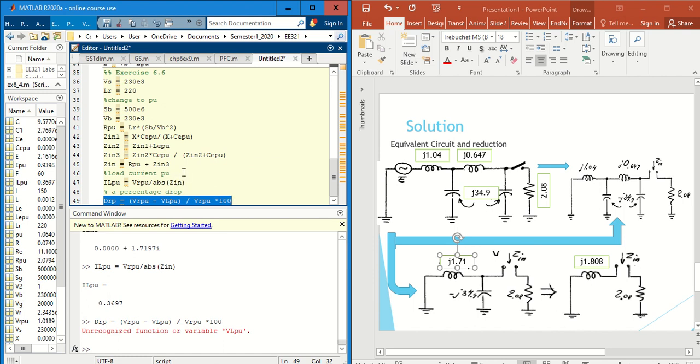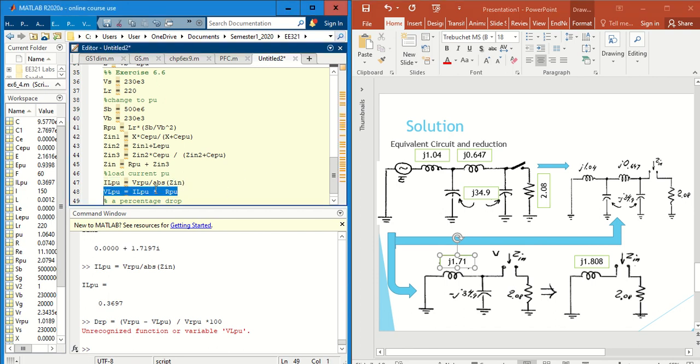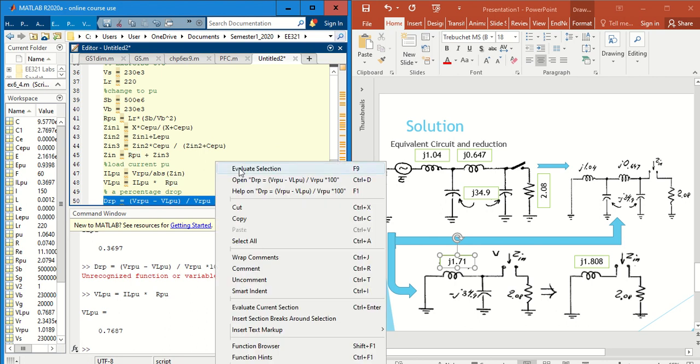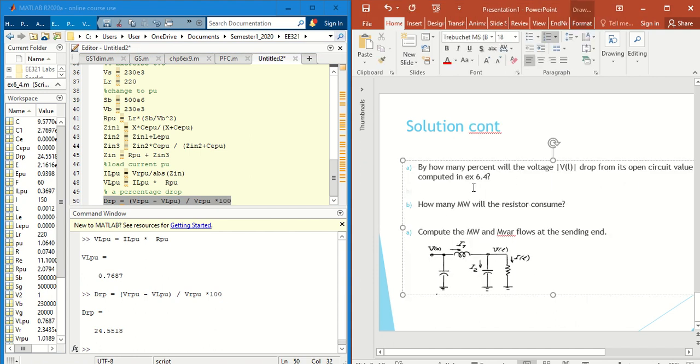Okay, we have to define this first. VL per unit is equal to IL per unit times R per unit. Okay, this was the current at the load. Remember, current at the load. So the current flowing here, we can find the voltage by multiplying the impedance. So we get 0.76 per unit, and the drop is 24.55. So we can say here that the percentage drop is 24.5% for A.